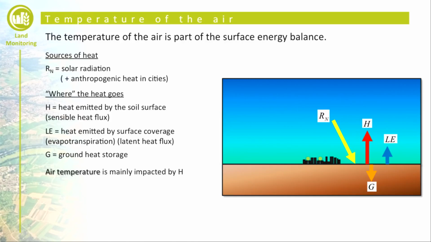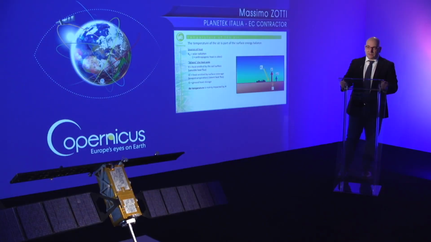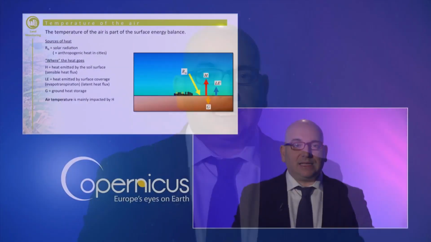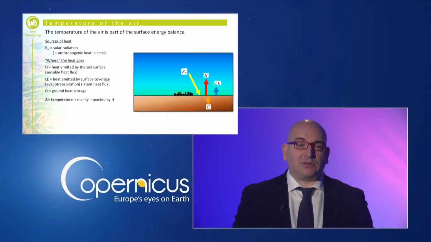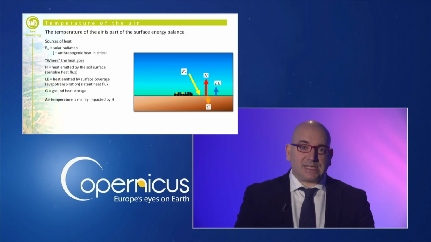Another part of this heat is released by the surface coverage through evapotranspiration and doesn't affect the air temperature. This is called the latent heat flux. Finally, a part is absorbed and stored in the ground. So, the air temperature is mainly driven by the heat emitted by the soil surface. The less heat is released by vegetation evapotranspiration, the greater the part which goes into air temperature. This, for example, occurs in many large metropolises.